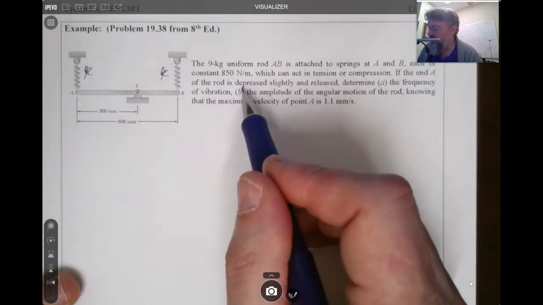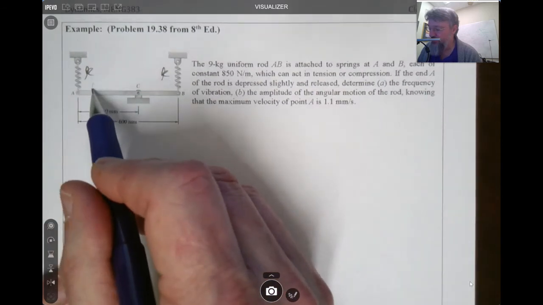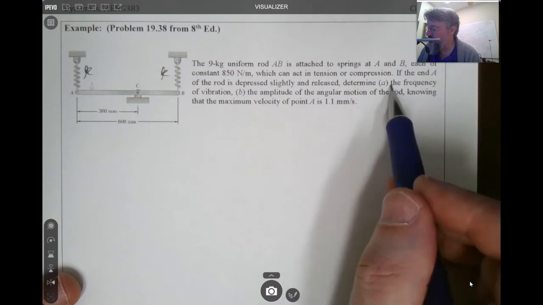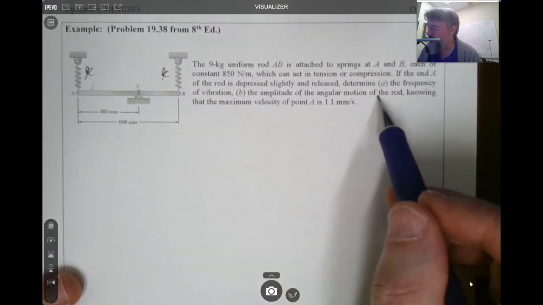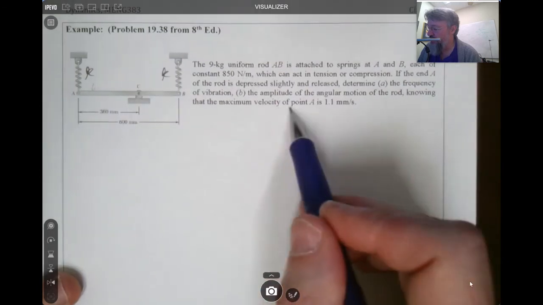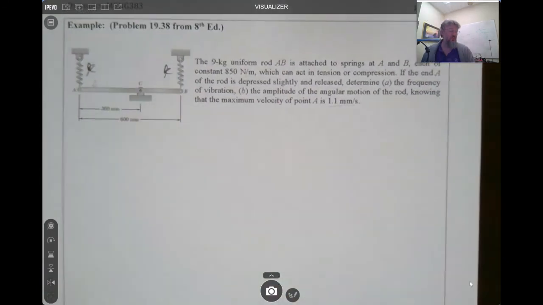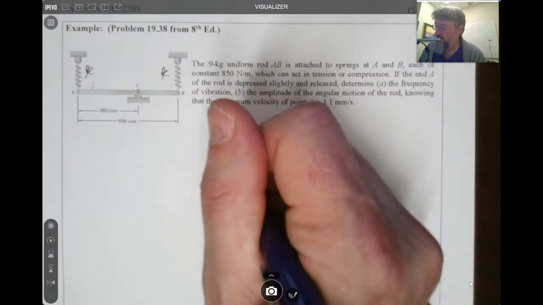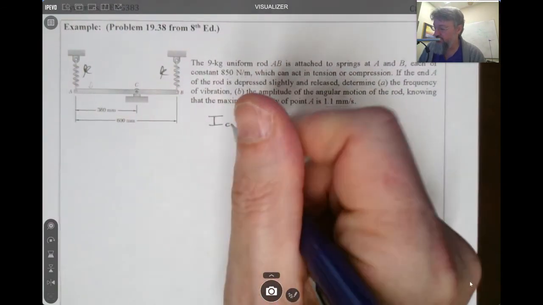And if the end of the rod is depressed, right, so end of rod A, like we're going to push this down just a tiny bit, and slightly released, determine the frequency of vibration and the amplitude of the angular motion of the rod, knowing that the maximum velocity is 1.1 millimeters per second. So we have a lot of things that we can try to work on here. So first off, let's get the moment of inertia about C. That would be a good thing to do.